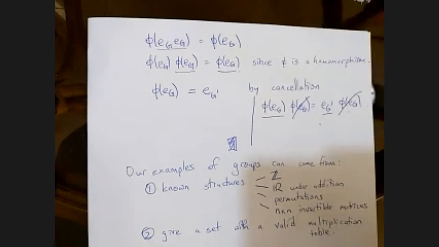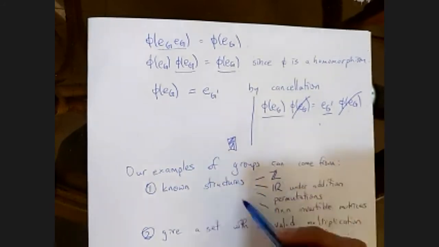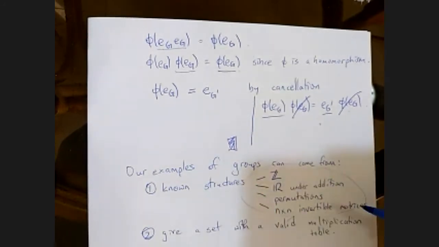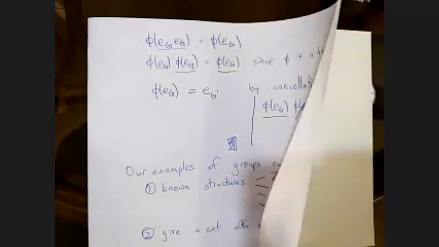So we need something, because there's going to be a lot of groups that don't come from any of these. And we need a way to write them down. And for us, that means we need to talk about generators and relations.